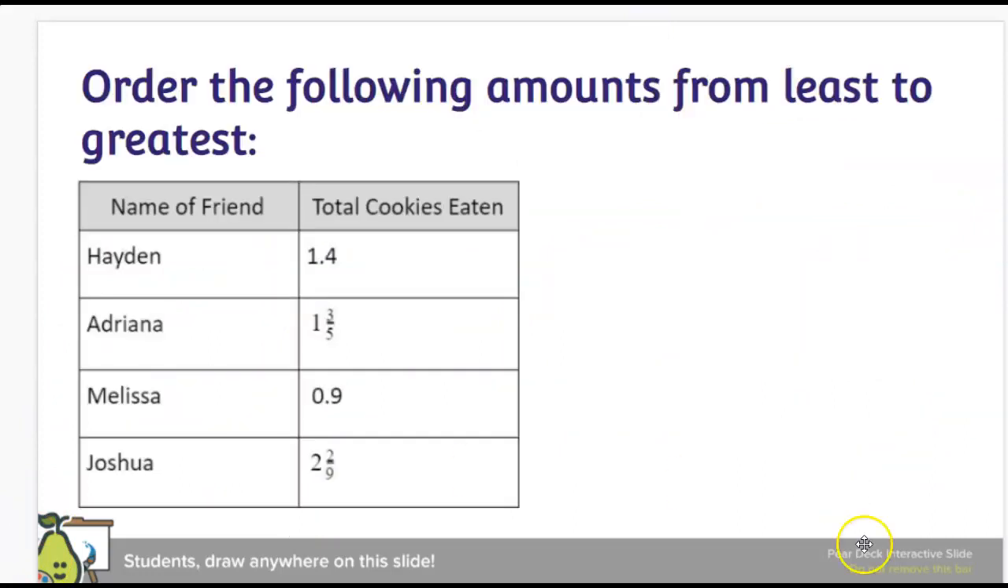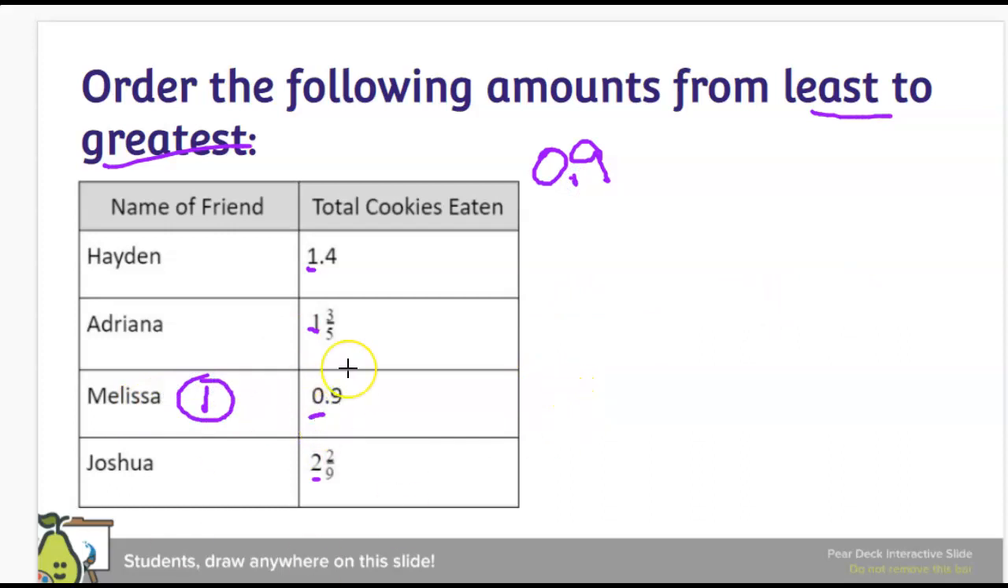Okay. Let's see. Order the following amounts from least to greatest. So first off, when I see this problem, I go, wait a minute, I know that I should be looking at whole numbers because Ms. Wagner has told me. Let's look at some whole numbers here. Well, this one has a 0. So if I'm going from least to greatest, I'm going to look and see, like this one has a 1, and a 2. Well, that means already I know that 0 and 9/10 is my least because it doesn't even have a whole dollar. So Melissa is going to go first.